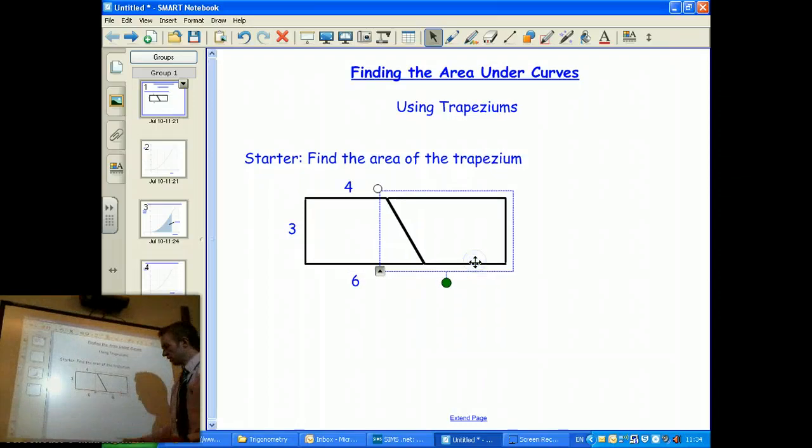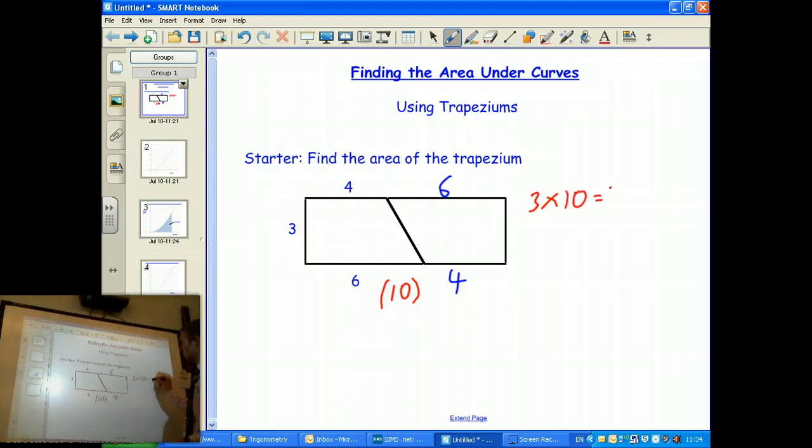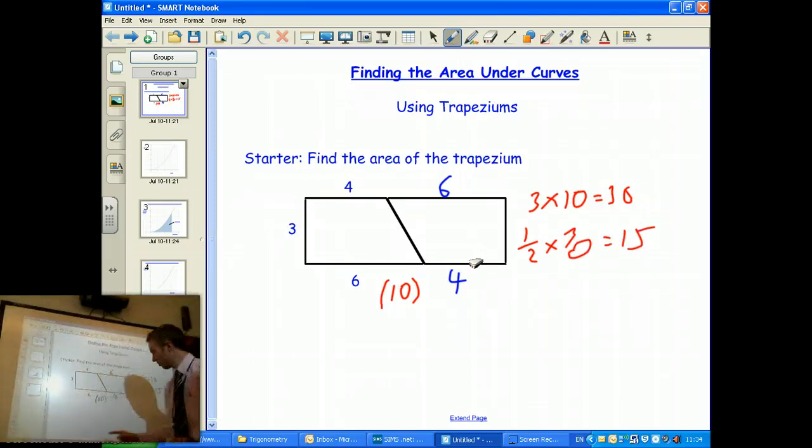So hopefully you can see that this length on the bottom is 4, this is 6, and this is 3. So in total what we had to do is the 6 plus 4 to get 10, and so it just becomes 3 times 10 equals 30, but then because we only want one of those, we divide it by 2. So half times 30 equals 15. Okay, that looks pretty rubbish, sorry about that. So half of 30 is 15, you should be able to see.